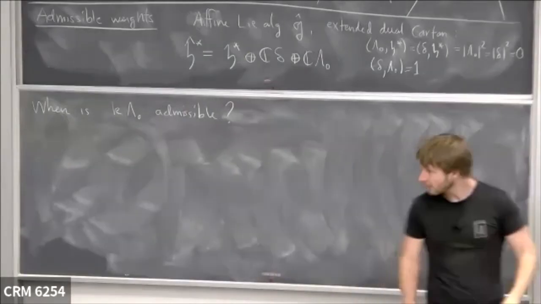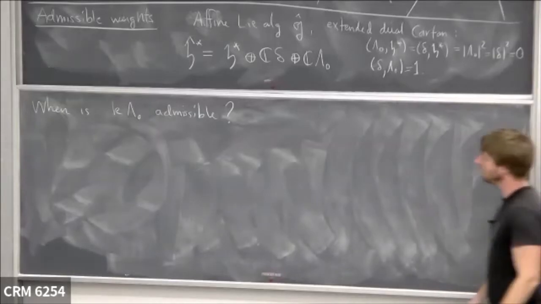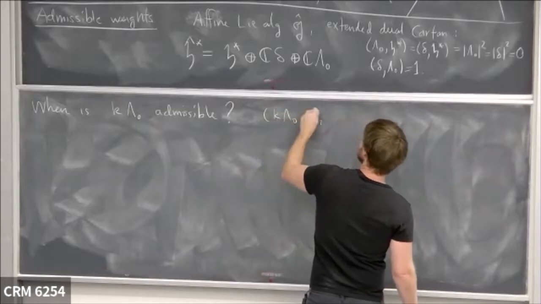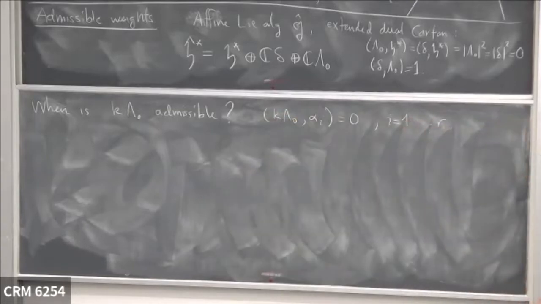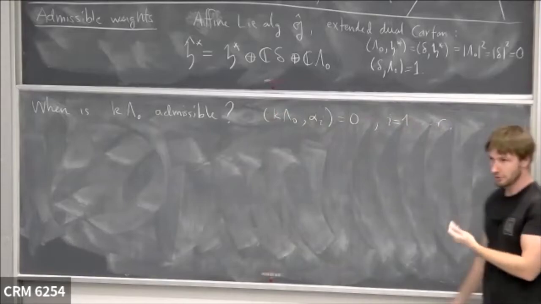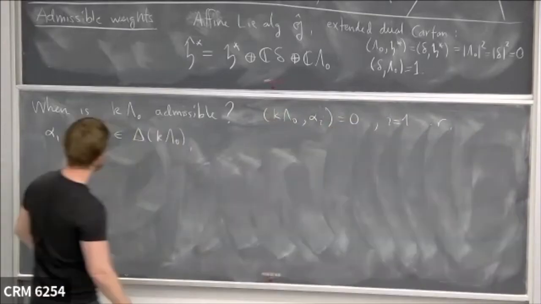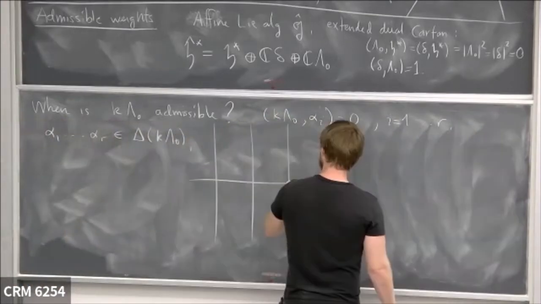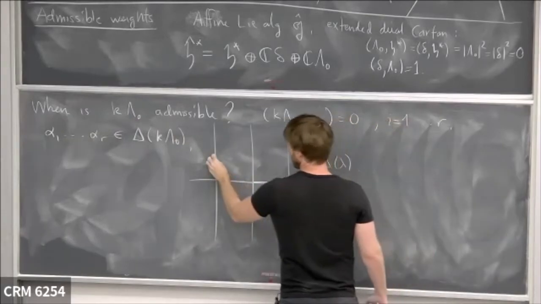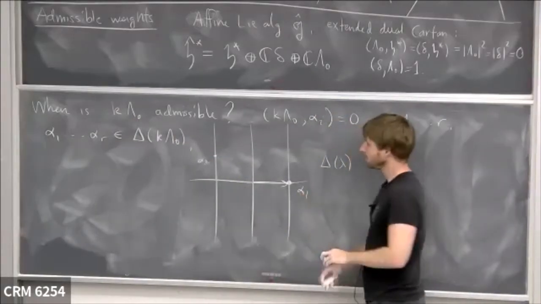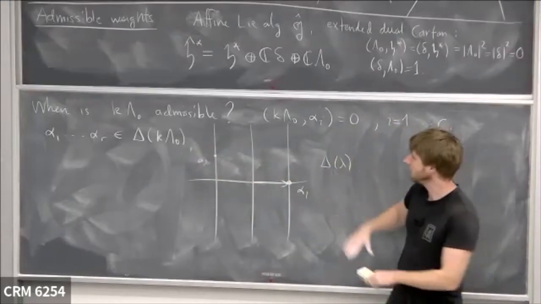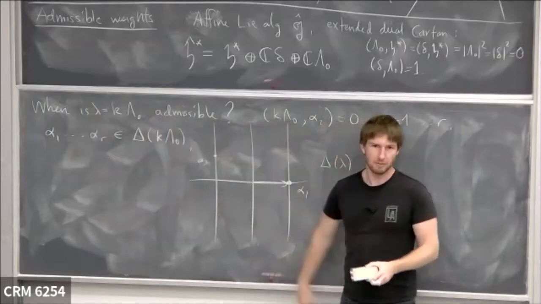First thing, for example, when is k lambda 0 admissible? So k lambda 0 against the finite roots gives 0. So all of these finite roots are in this delta lambda. On the other hand, right, so we've got this guy, delta lambda. Now, if alpha 0 were in here, well, then it would just be dominant integral, right?